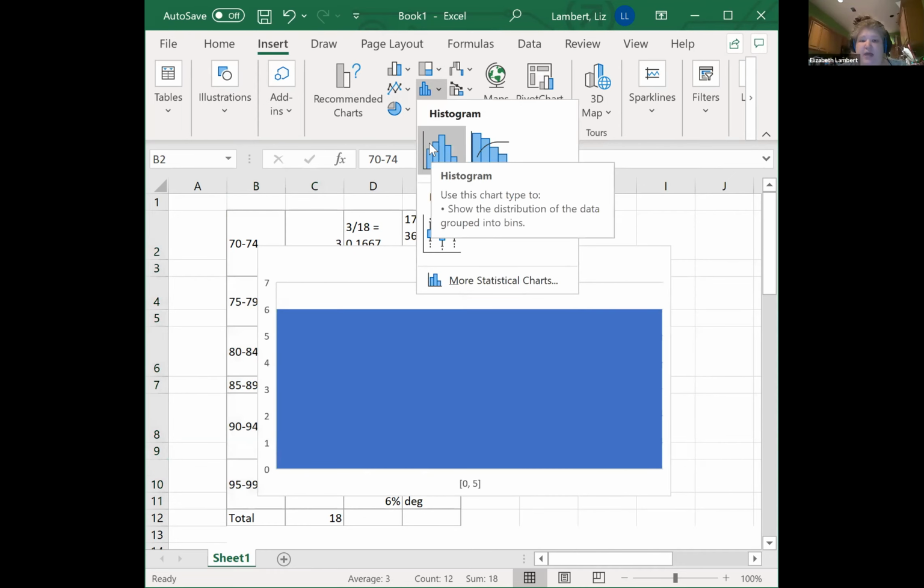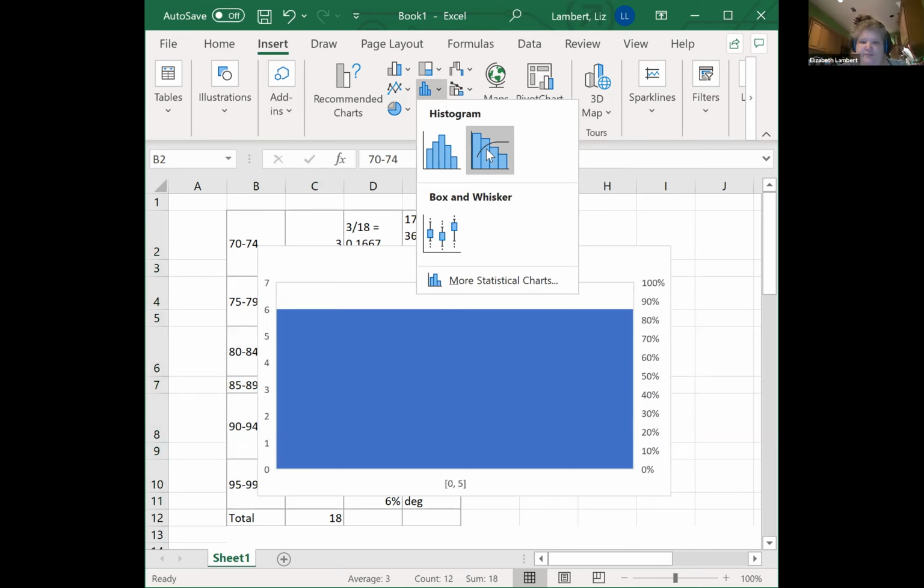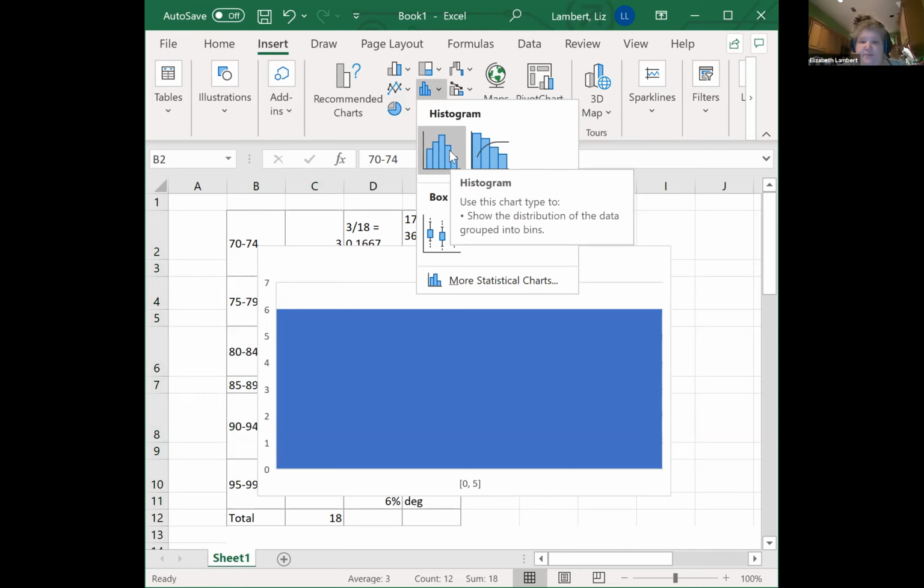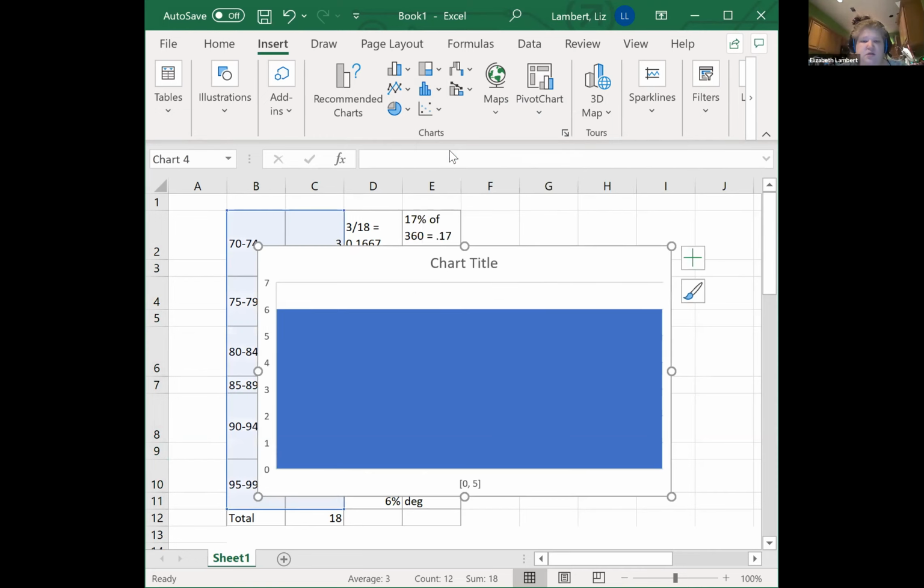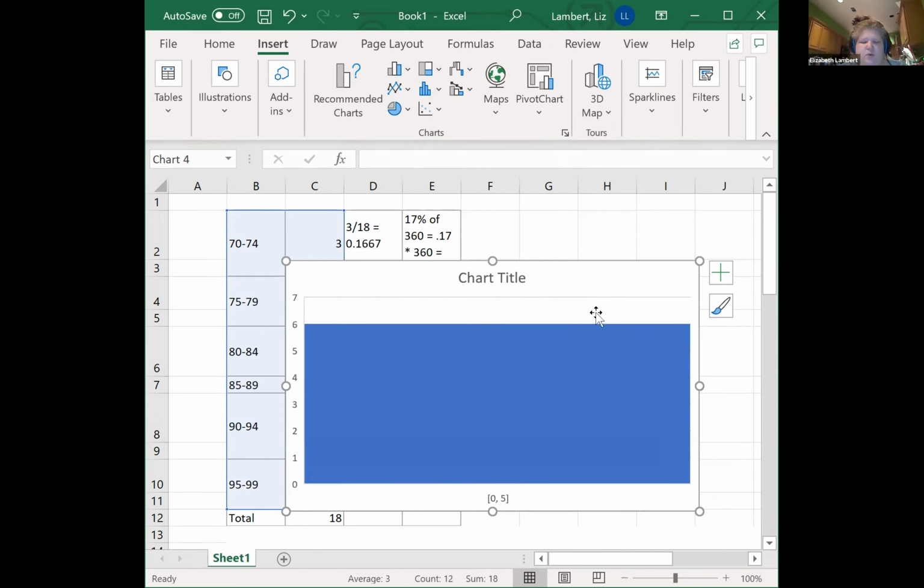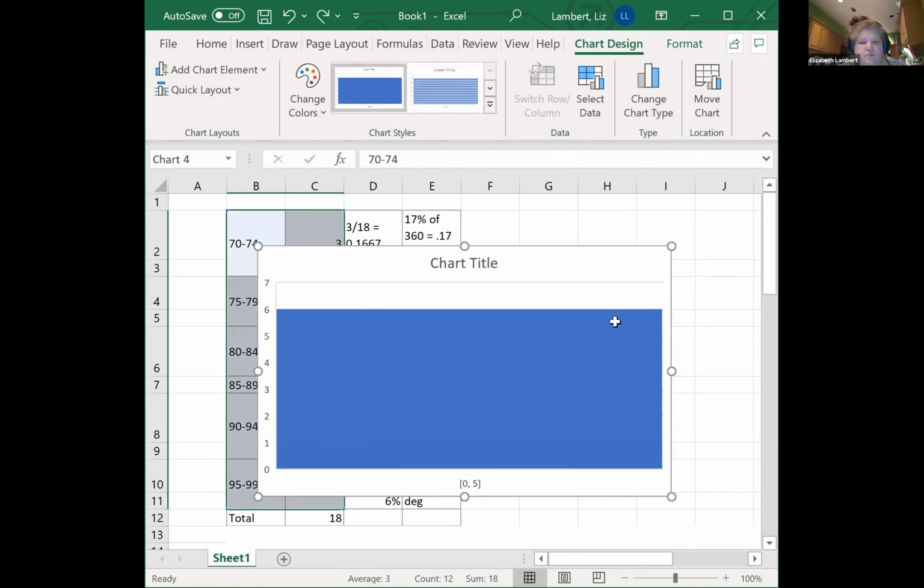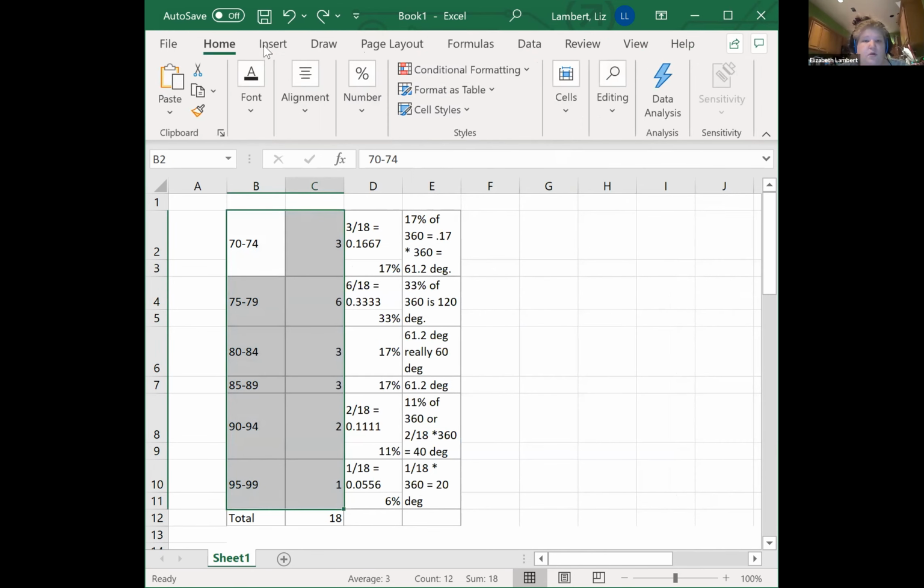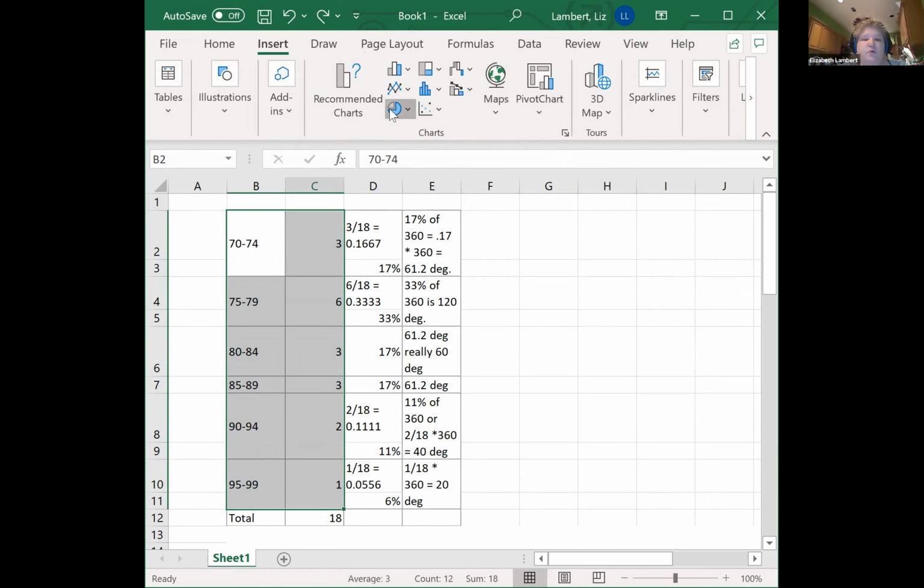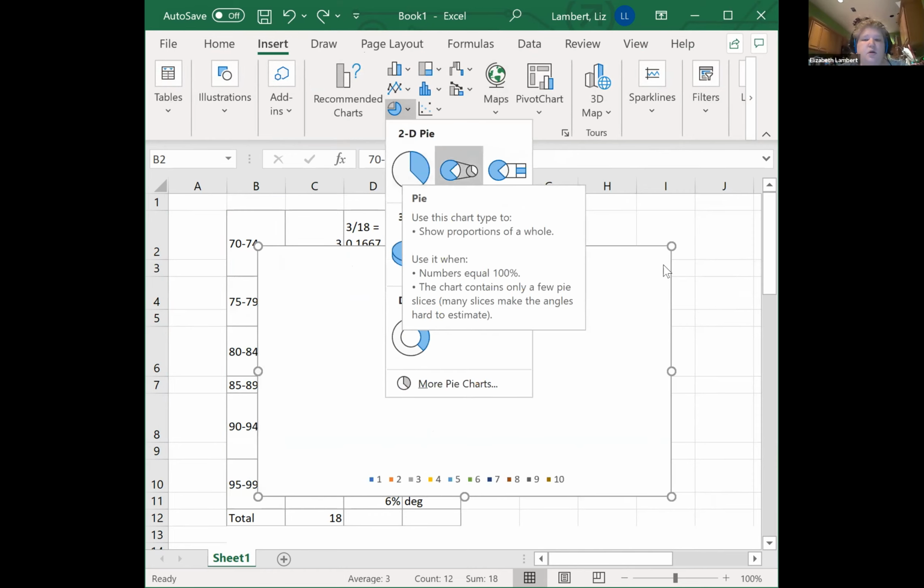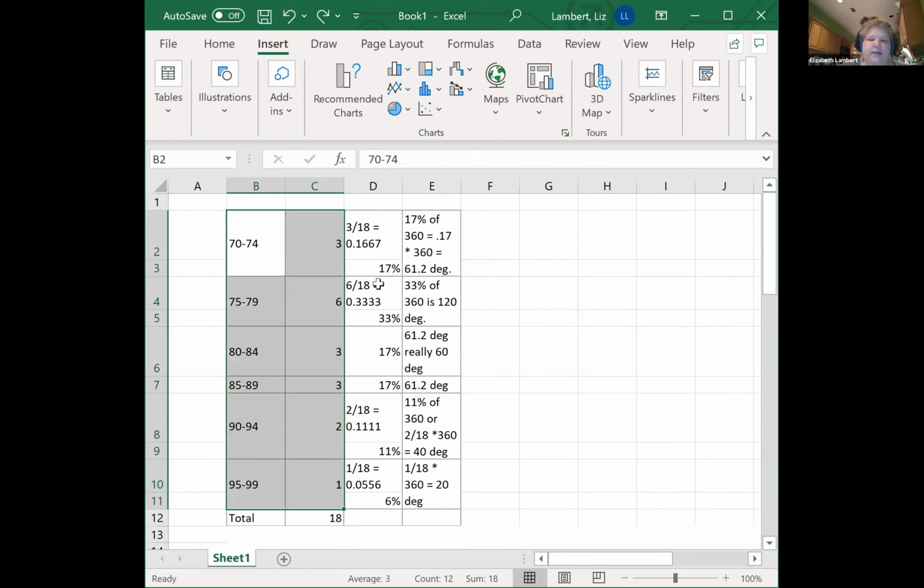So we can do a histogram, and it shows the distribution of the data grouped into bins. I believe if you type in the data, like a whole bunch of entries in cells, you can make it do the histogram like this. That did not work the way it was supposed to. Let's see if the pie chart will work. No, because it's not reading the data correctly.